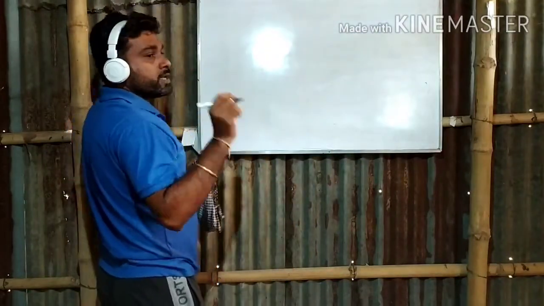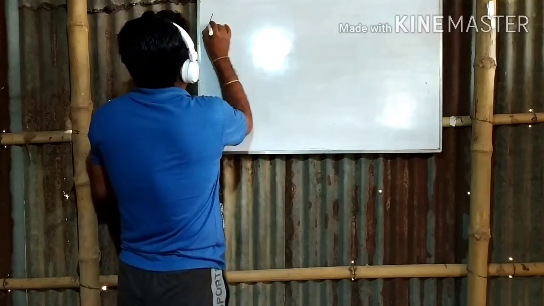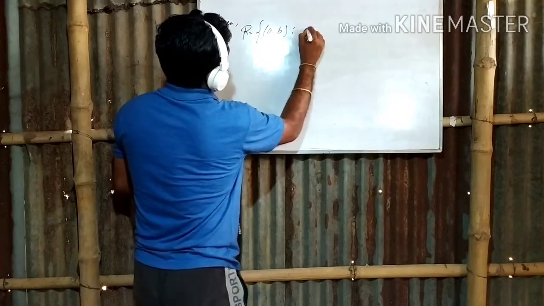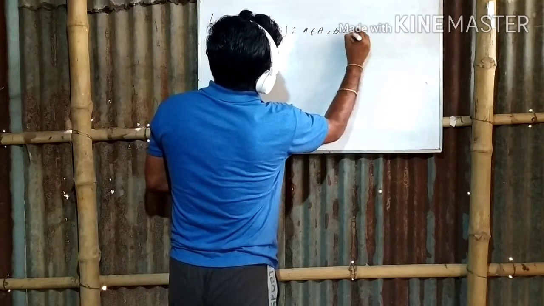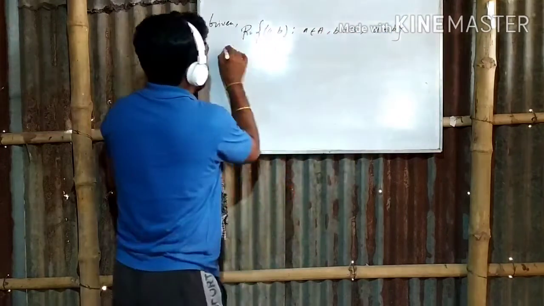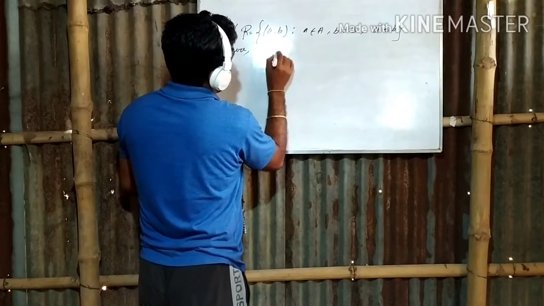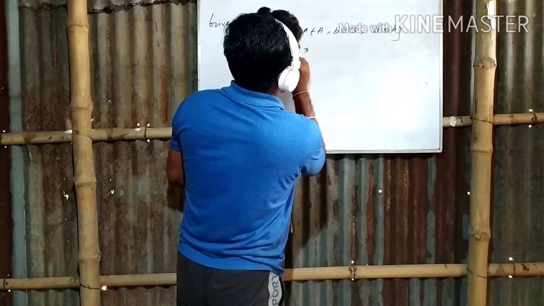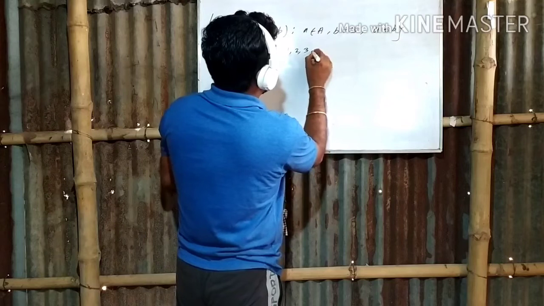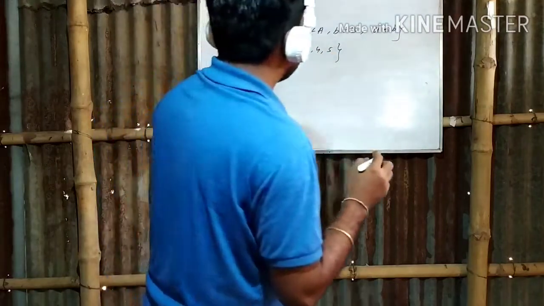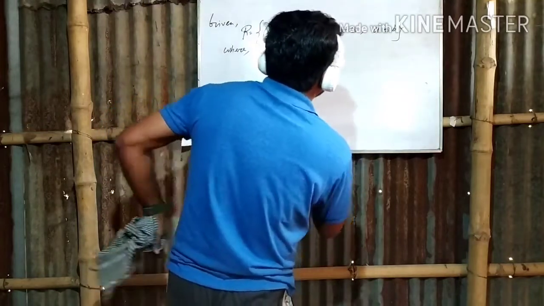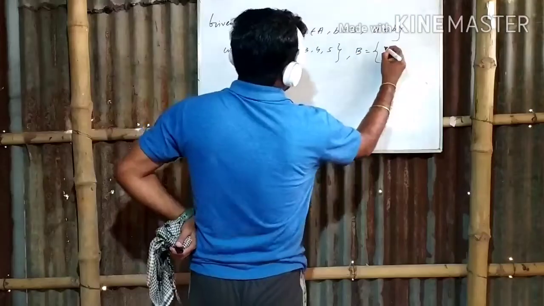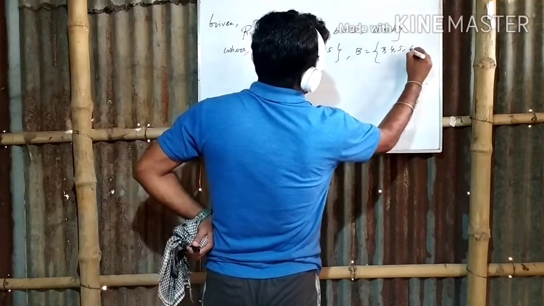Here at first you have to write the relation set which is given in the question. Given relation R equals the ordered pairs (a, b) such that a belongs to A, b belongs to B and a is less than or equal to b, where A equals {1, 2, 3, 4, 5} and B equals {3, 4, 5, 6, 7}.